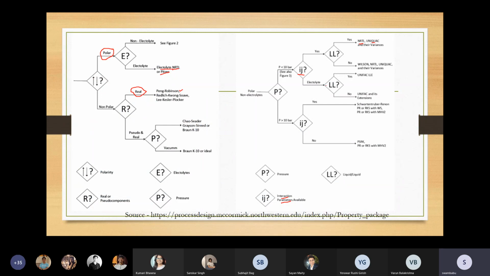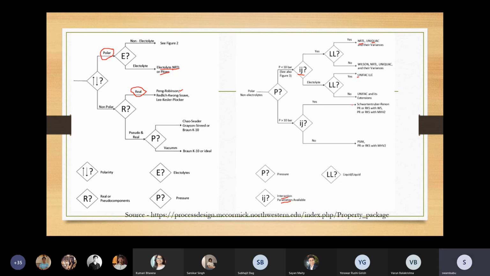If it is liquid, and if it is not liquid, Wilson and this one. And here, if it is alkylate, UNIFAC LLE. So a very clear-cut way.